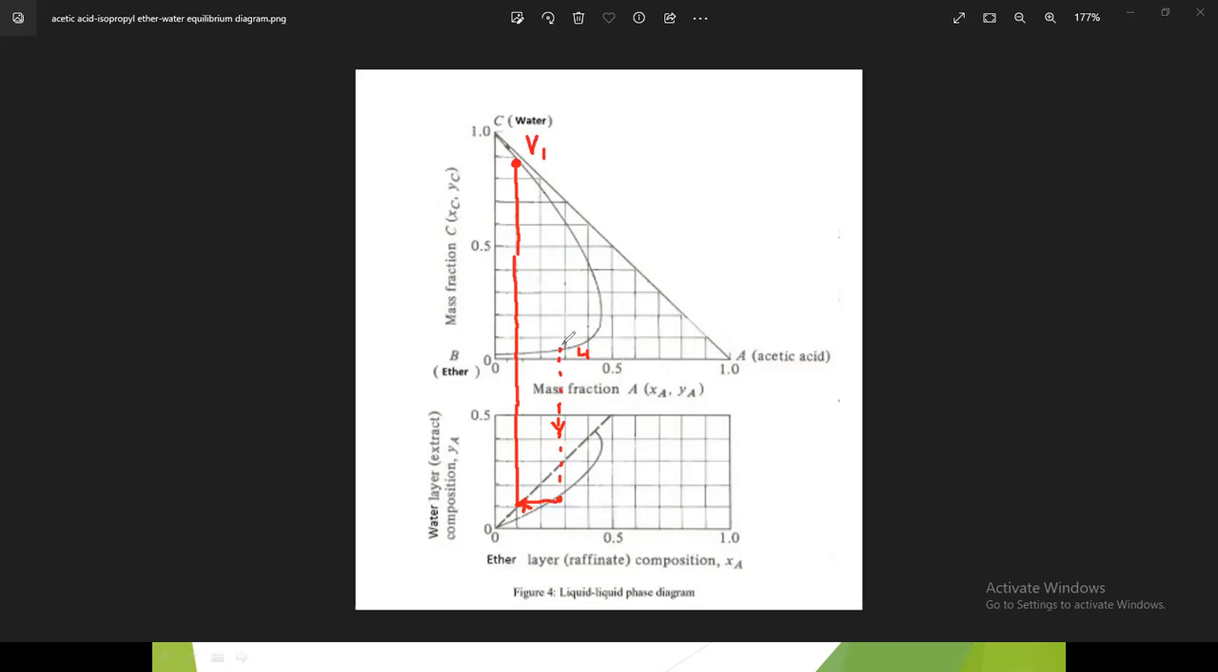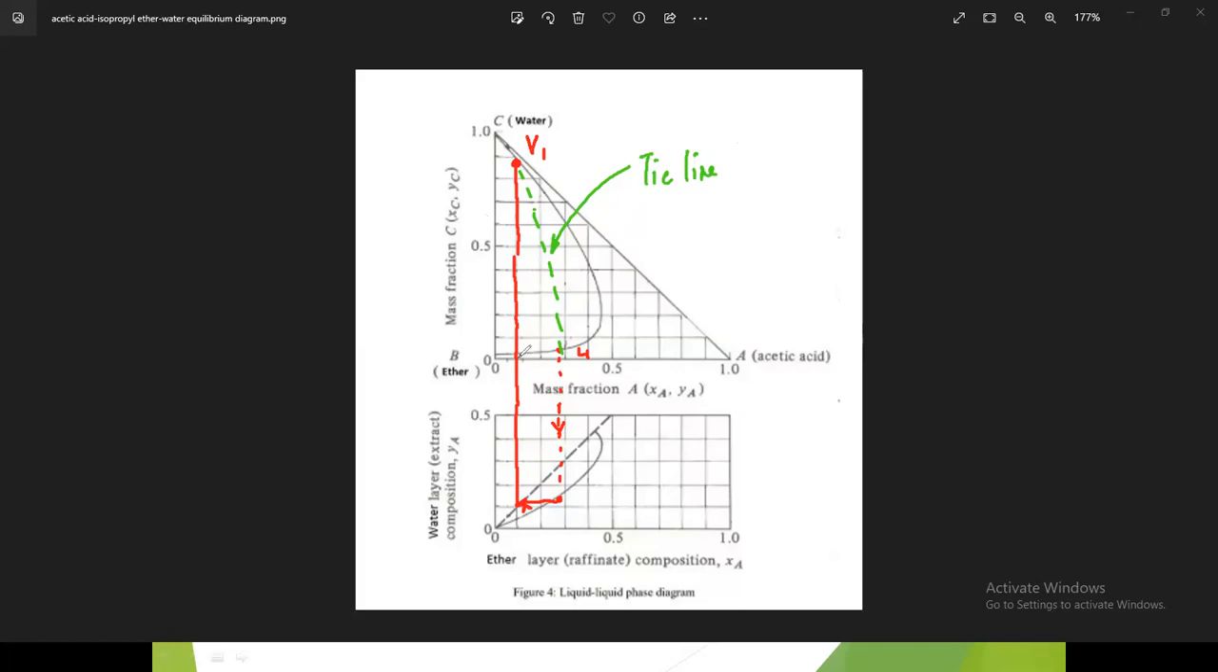Now remember, as per concept, that your extract and your raffinate layers are equilibrated. So we'll connect these two with what we call as the tie line. That's our tie line. This is the tie line. So upon the construction of the tie line, you'll be able to read the composition of the extract, which is YA1 and YC1.